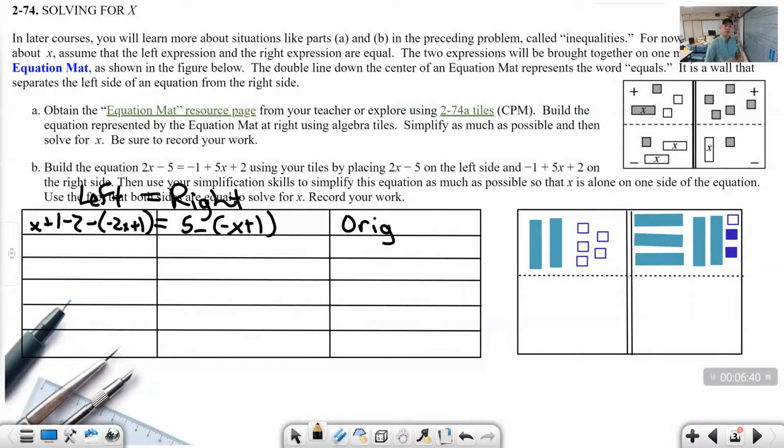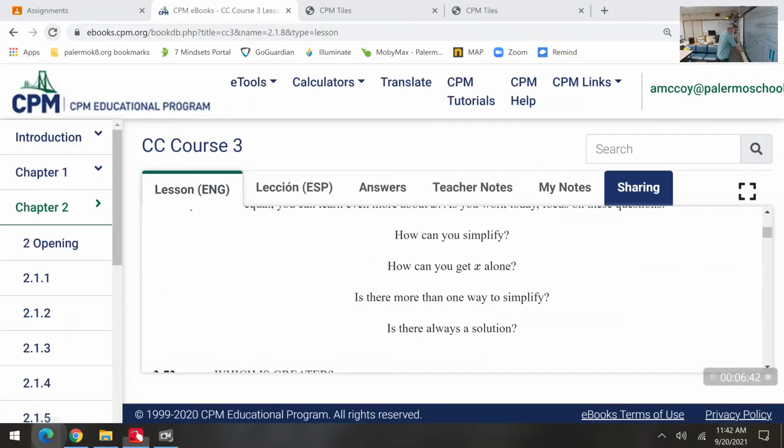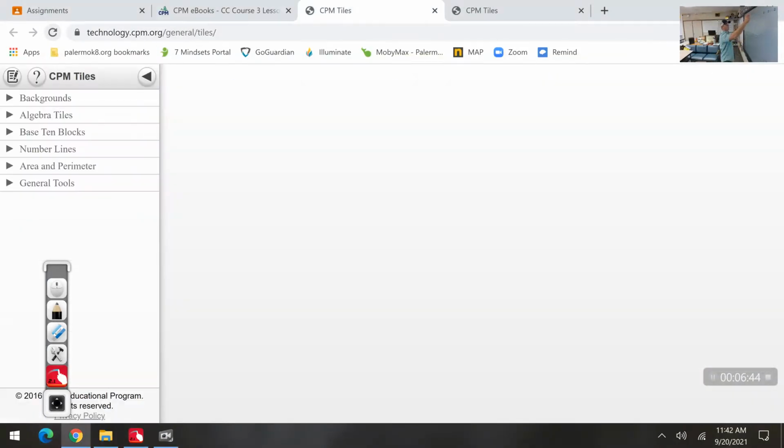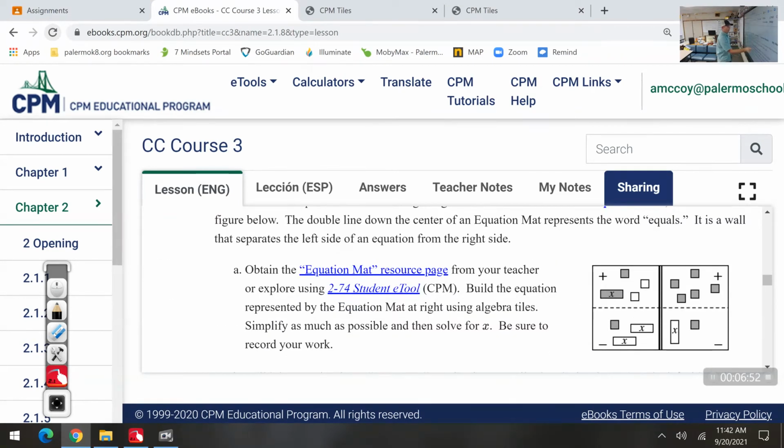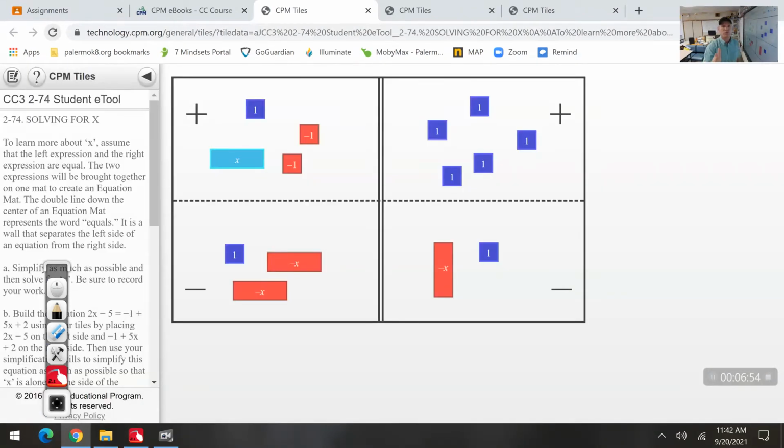And what we're going to do is systematically go through our legal moves. So what we need is the actual problem, 2-74. I'm going to click on this. I want you on YouTube to continue just watching. I'm going to help you record it. You watch, pause, record. Watch, pause, record. Okay? So here we go.